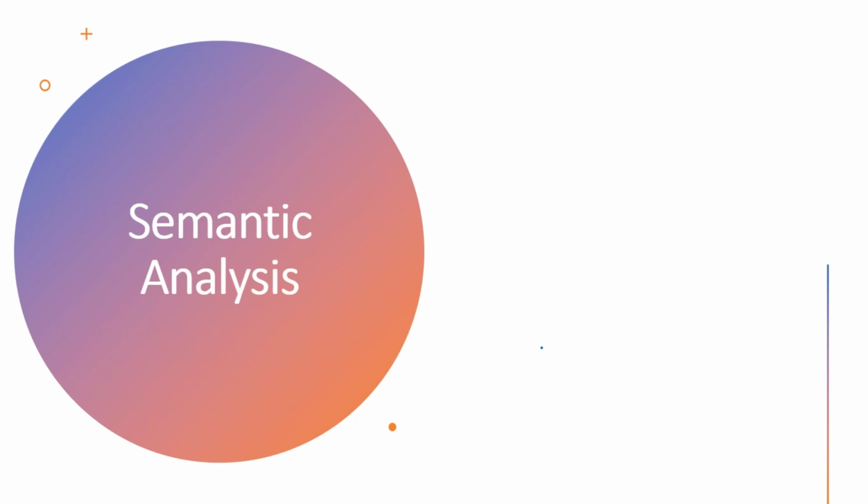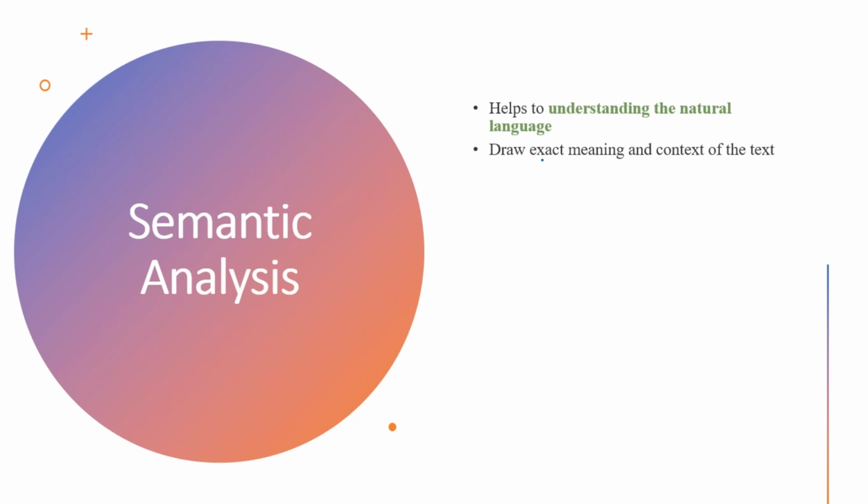So semantic analysis. Unlike syntactic analysis, which basically checks the underlying structure of the sentence, whether the sentence is grammatically correct or not, semantic analysis deals with identifying the exact meaning of the word or the sentence that has been spoken or written by the human being. So semantic analysis helps us to understand natural language in which we try to look for the exact meaning and the context of the text, meaning what the text is actually talking about.